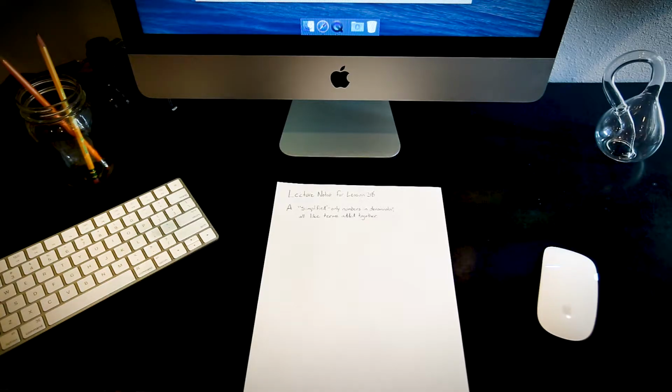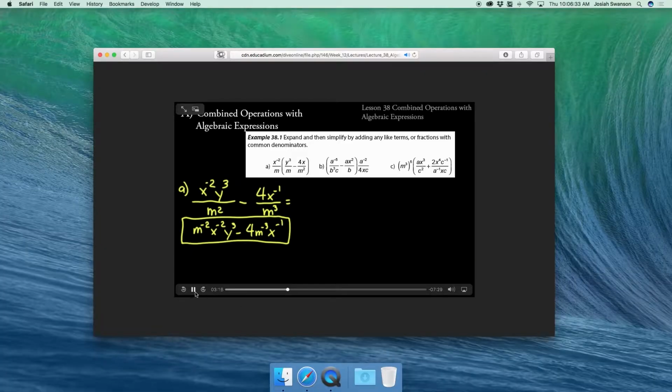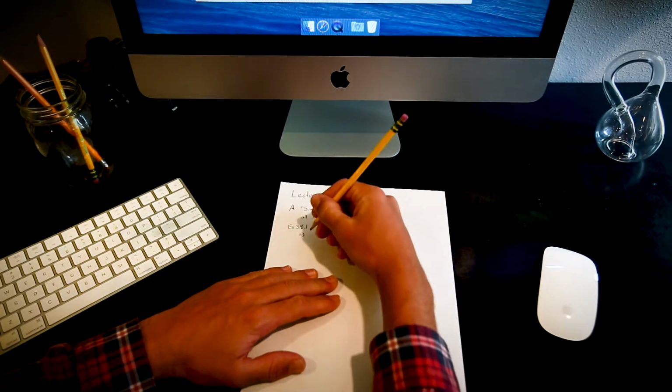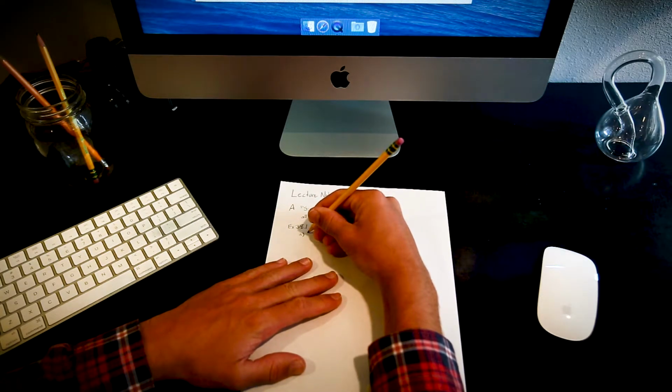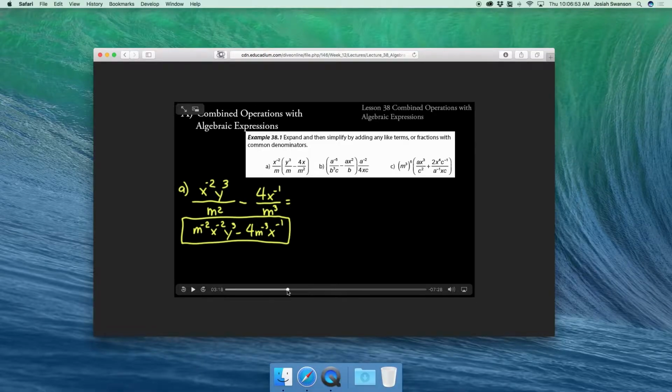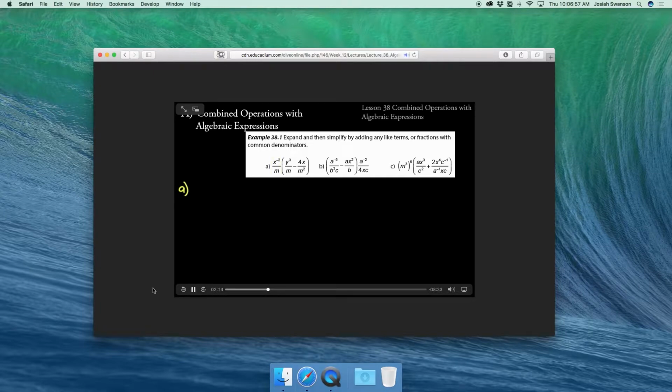After Dr. Shormann teaches an example problem, pause the lecture and work on it on your paper. Try to solve it without looking. If you can't solve the problem without looking, rewind and watch Dr. Shormann solve the problem again.